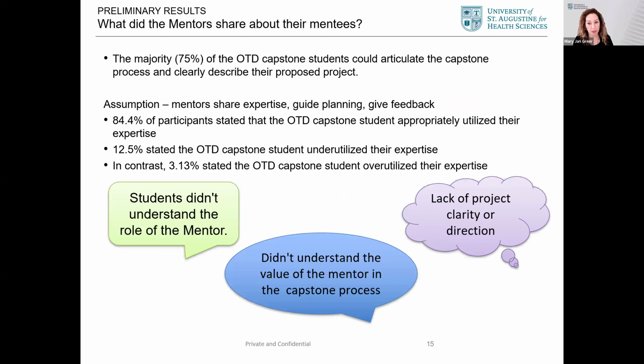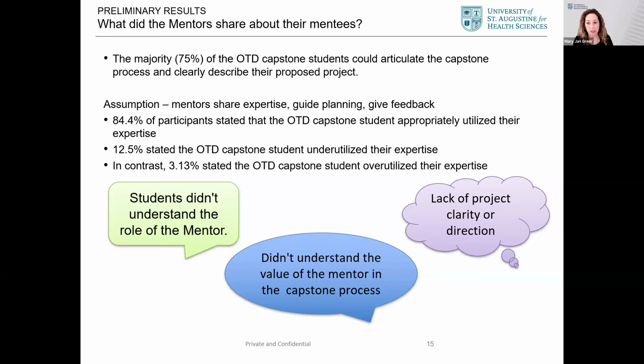We want to know the mentor's perception of the student's ability to describe their capstone project. And 75% said that the students could both articulate the capstone process and clearly describe their project. The role of a capstone mentor is to share their expertise with the student, to partner with and guide the student's planning of the project, and to give feedback along the way. So we asked if they felt their mentorship was appropriately utilized. And a little over 84% said that the students do appropriately utilize their expertise. However, 12.5% felt the students underutilized their knowledge and experience, and even 3% said the student overutilized.